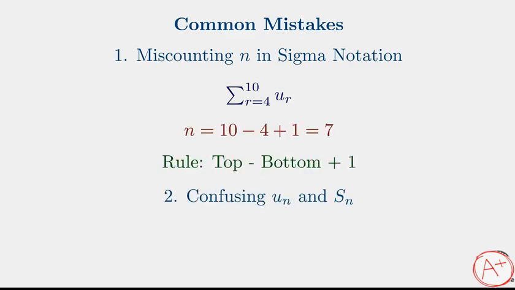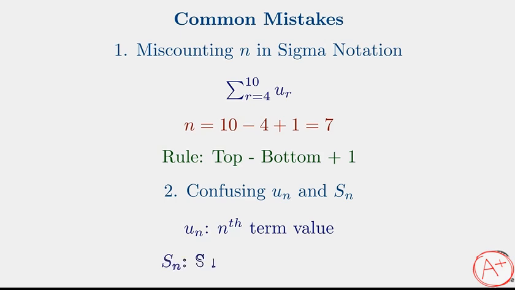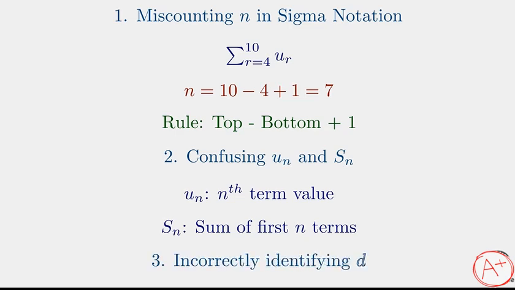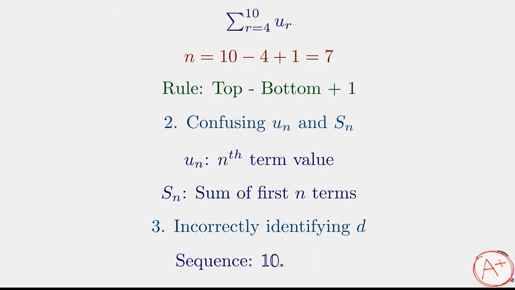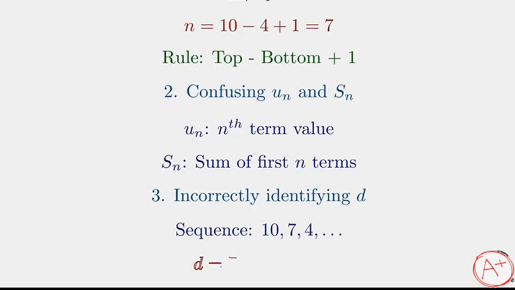The second mistake is confusing the nth term with the sum of terms. Read the question carefully. Does it ask for the value of a specific position or the total accumulated value? Using the wrong formula will result in 0 marks for that part. Finally, be careful with the sign of the common difference. In a decreasing sequence like 10, 7, 4, the common difference is -3, not 3. If you use a positive d for a decreasing sequence, your results will be fundamentally wrong.